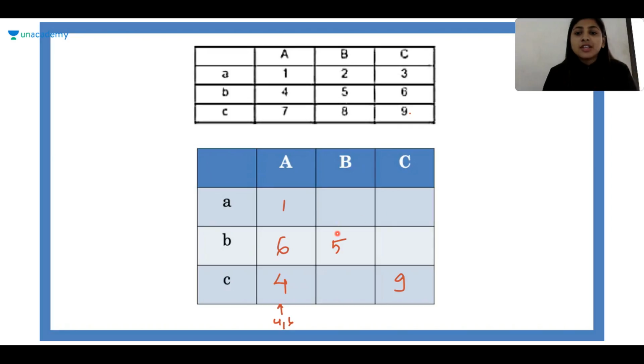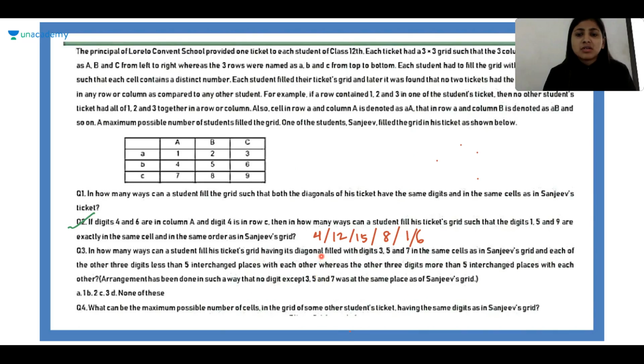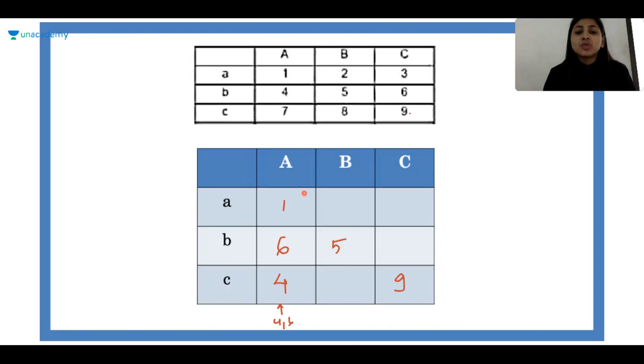Okay, so now what are the numbers missing? What last part? I have already placed them. No, the numbers that are going to be fixed is this. They are saying that 4 and 6 have to be in the column A and 4 have to be in row C. So that's how we got the position of 4. And then they told us that the one of the diagonals containing 159 will have the same position and same cells as in Sanjeev's ticket. So we placed 159 here as in Sanjeev's ticket, and then we knew that it have to be 6 here because 6 had to be in this column. Missing numbers are 2, 3, 7, and 8.